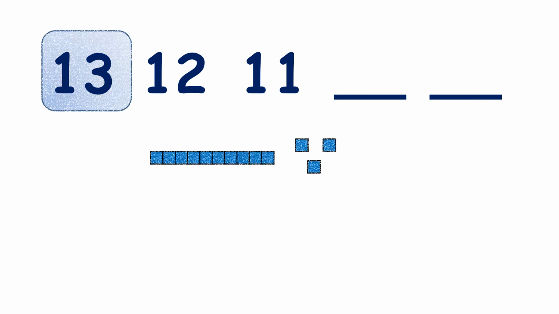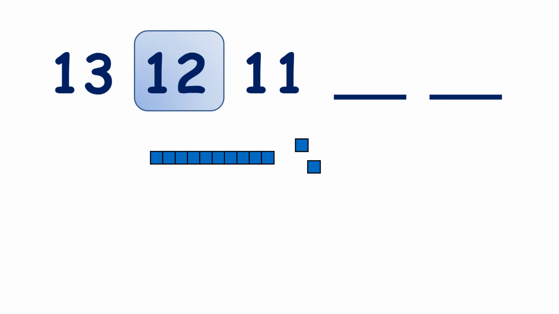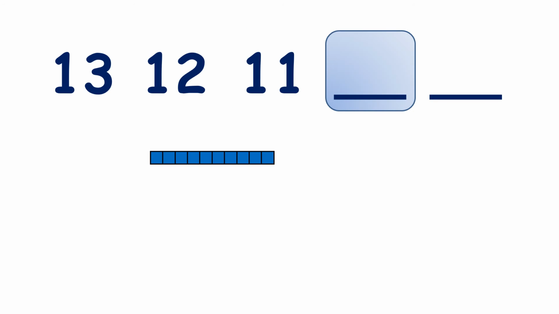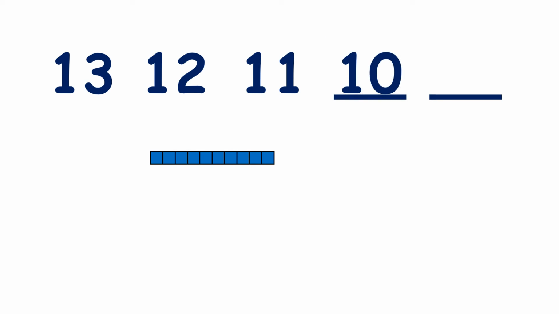Now 13, 12, 11. So we start with 13, subtract 1 and we get 12, subtract another one and we get 11. What comes next? Well, the number before 11 is 10. Now to count backwards, I need the number before 10, so let's break up our 10 block, take 1 away, and you can see that now we have 9. So we have 13, 12, 11, 10, 9.